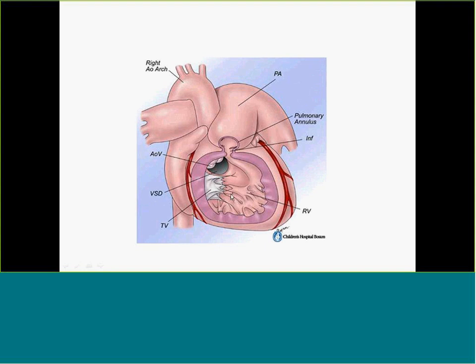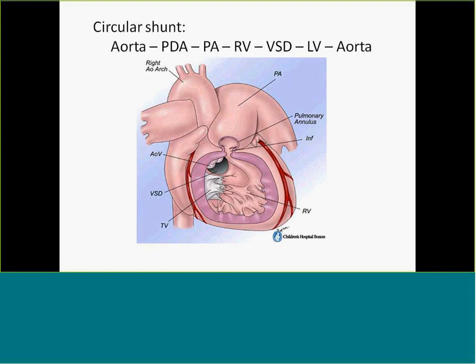Therefore, there is a non-stop circular shunt in a fetus with massive RV volume overload. The circular shunt is depicted here: from the descending aorta, ductus, the PA, RV, VSD, LV, aorta, and back to the ductus.